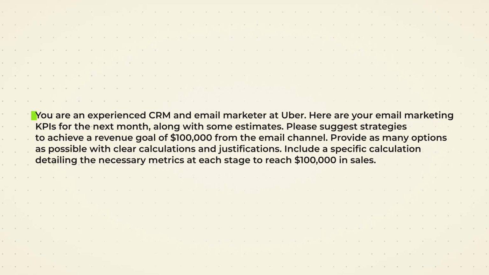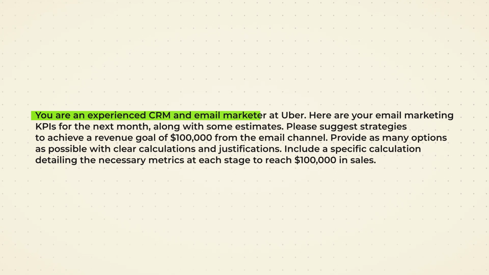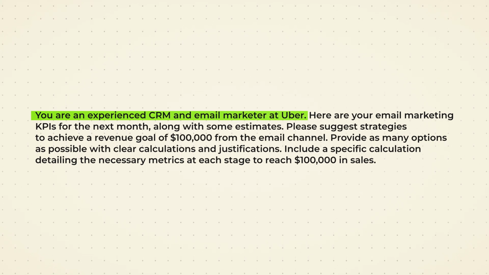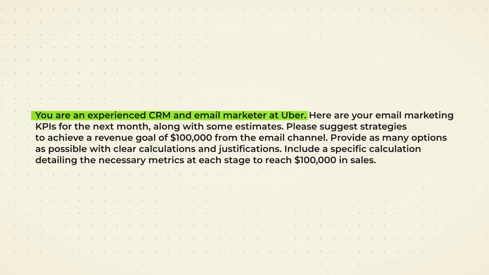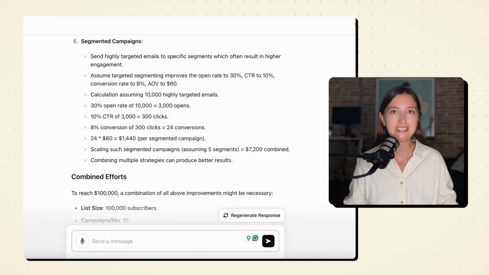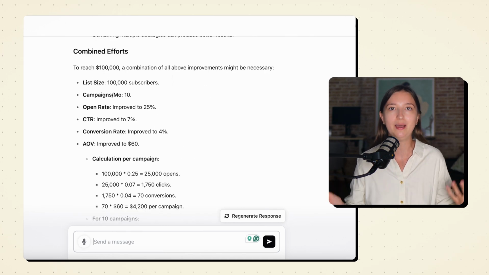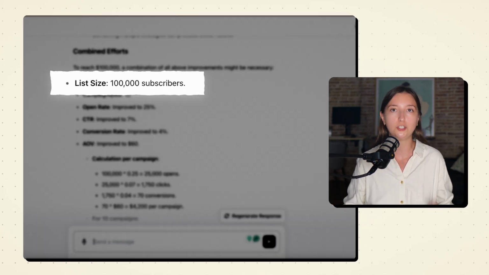It's actually a good idea to use real companies as examples. Even if you're a junior email marketer, you can say you're an experienced CRM professional at Uber. This will help ChatGPT view your calculations through the lens of a highly data-driven company. And as you can see, we received detailed calculations, including the email list size that we need to achieve our target. This is just awesome.